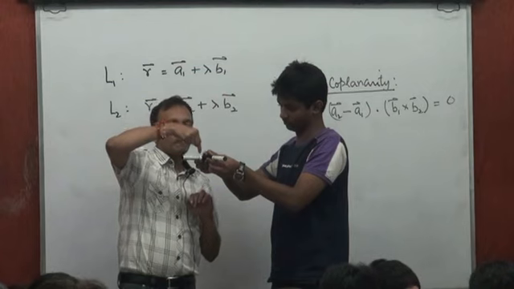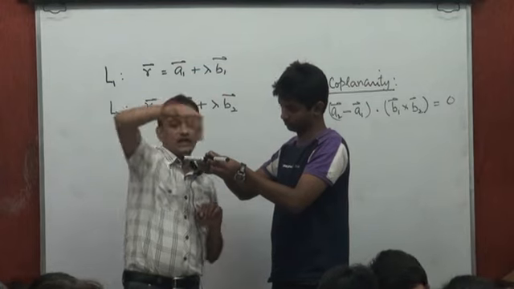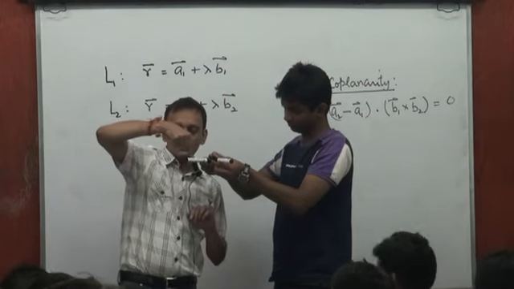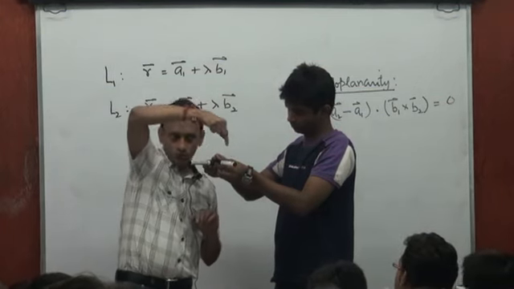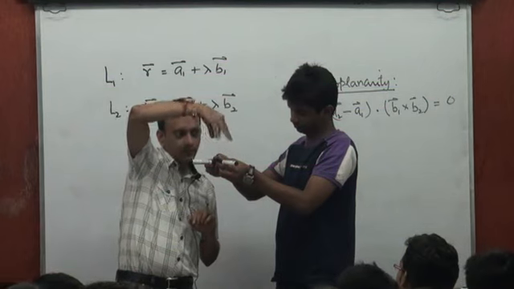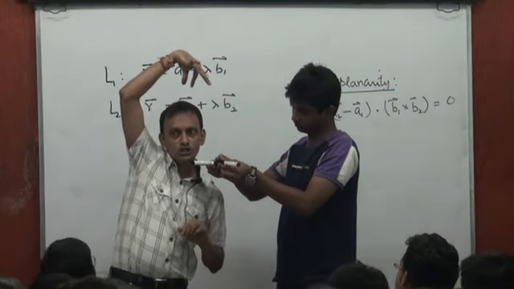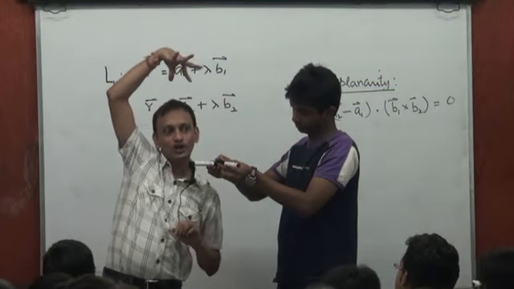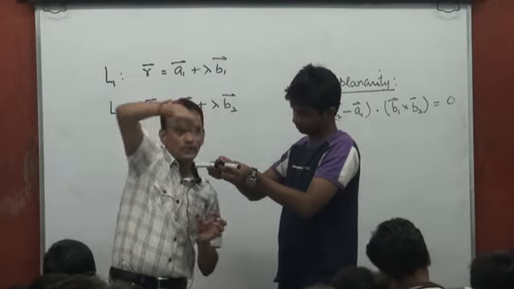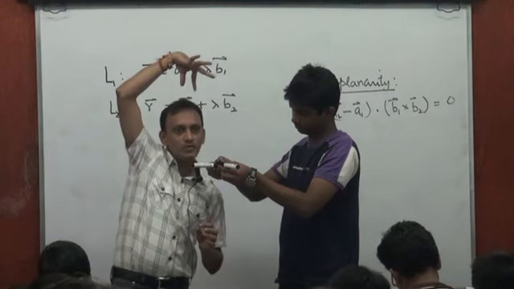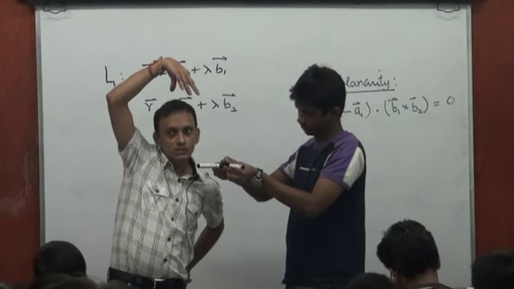Now, obviously the plane will contain these two lines. This line is parallel to a vector b1, this line is parallel to a vector b2. So the required plane will have its normal b1 cross b2. b1 cross b2 will be a normal to the plane, yes or no? If this is b1, this is b2, then there is a common plane containing the two lines, and a normal to the plane is going to be b1 cross b2.